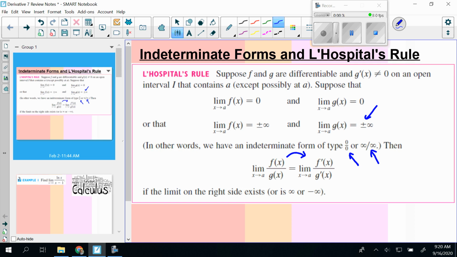What we figure out is if you have one of those forms, then your limit is equivalent to the derivative of both the top function and the bottom function. It's not using quotient rule. You just simply take the derivative of the top function, the derivative of the bottom function, and then keep evaluating your limit.